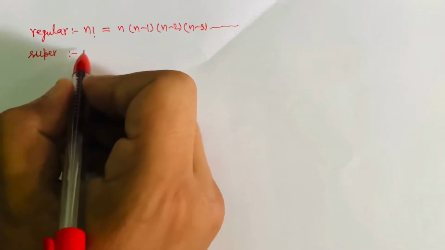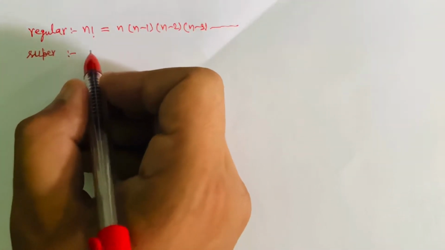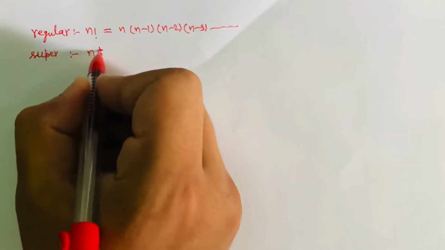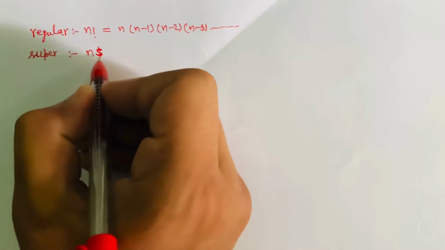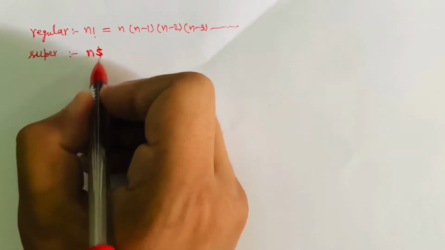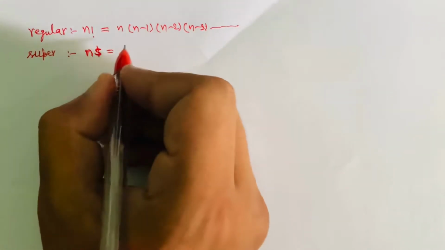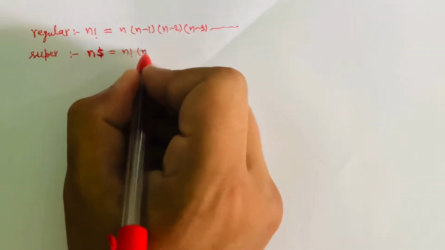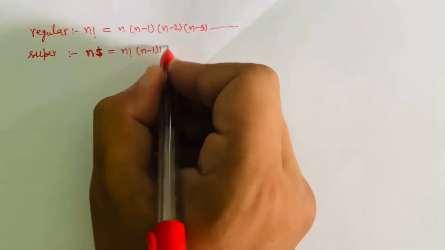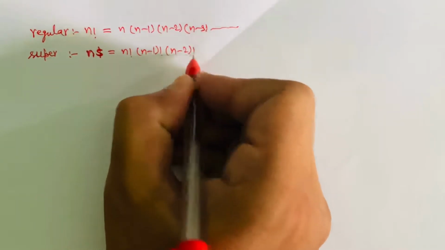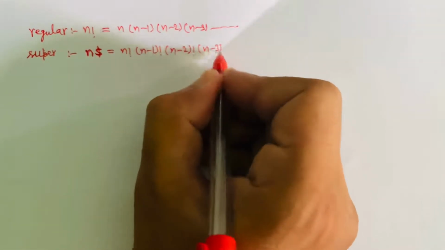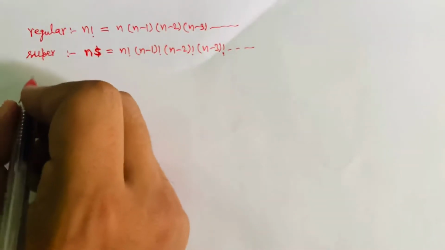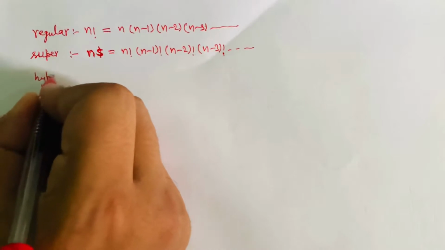We can represent it by a dollar sign. You represent the super factorial by the dollar sign. How will you expand it? You will expand it as n factorial, n minus 1 factorial, n minus 2 factorial, n minus 3 factorial, and so on. And the last one is the hyperfactorial.